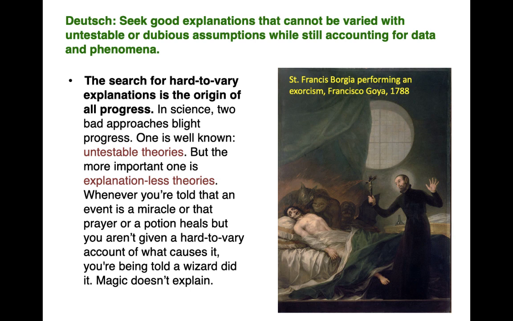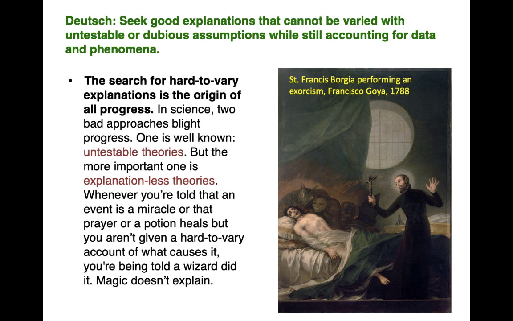Deutsch says we should seek good explanations that can't be varied with untestable or dubious assumptions while still accounting for data and phenomena. And by varied, he means adding things in to make it sound more plausible, perhaps things or alleged facts that themselves have not been established. The search for hard-to-vary explanations is the origin of all progress.